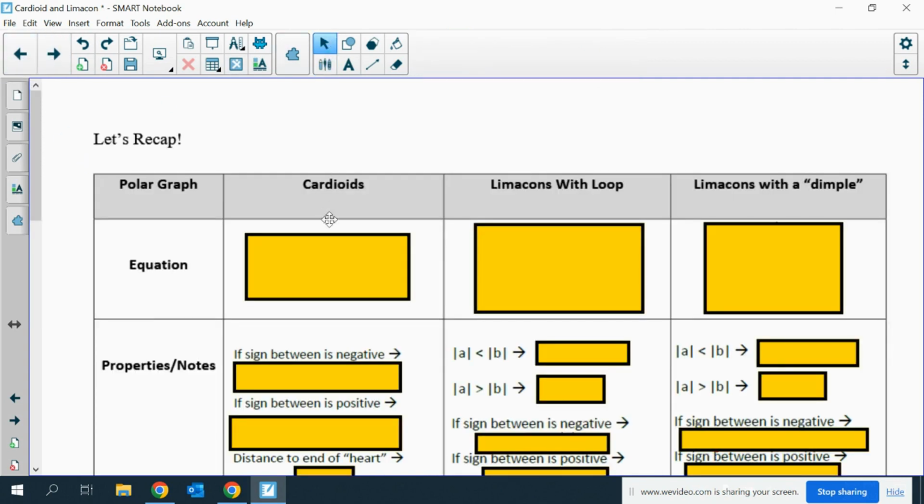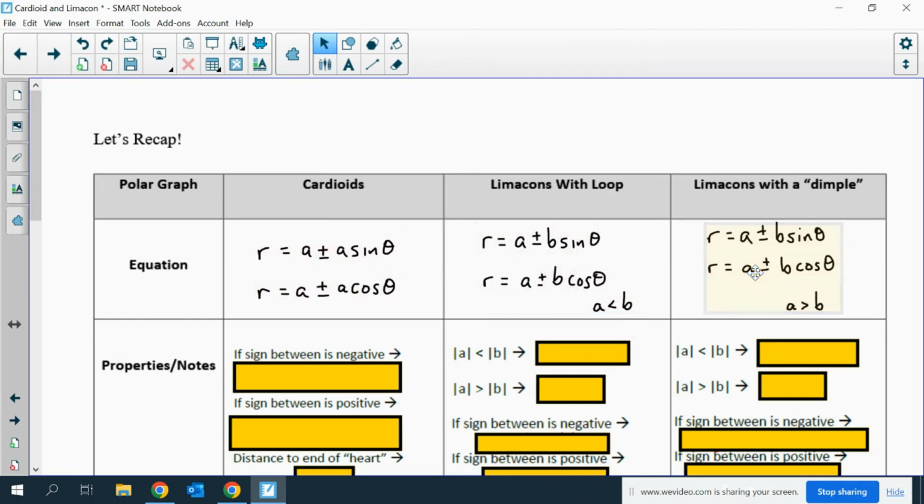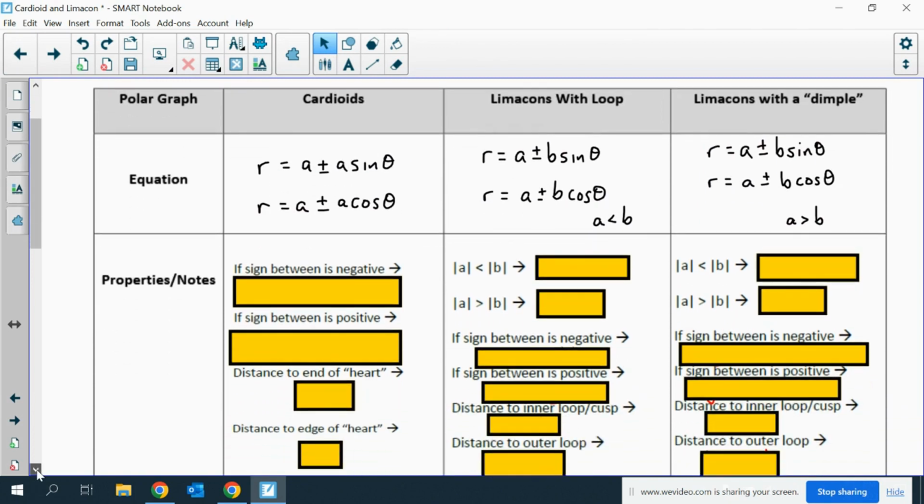Okay, let's recap. Cardioids, limacones with a loop and limacones with a dimple, all had these types of equations. One thing you may want to notice is that the cardioids had the same number as the plus or minus and the same number that's multiplied by the sine or cosine, whereas limacones had different numbers. If I had a limacone with a loop, this number was the bigger number, whereas a limacone with a dimple had this number as the bigger number.